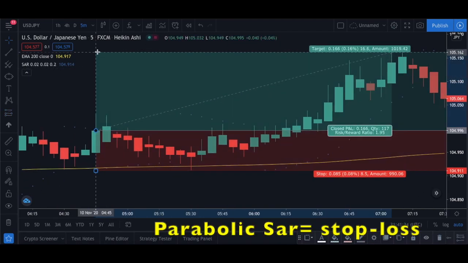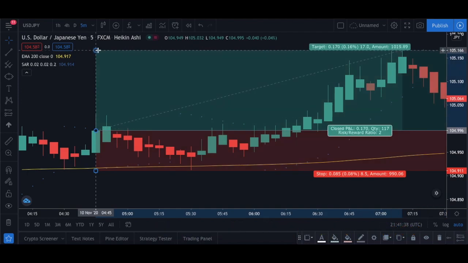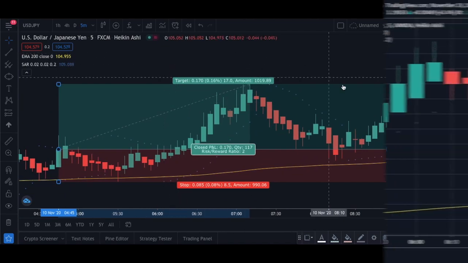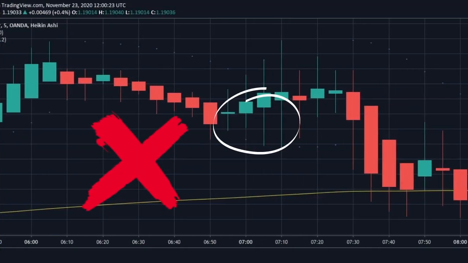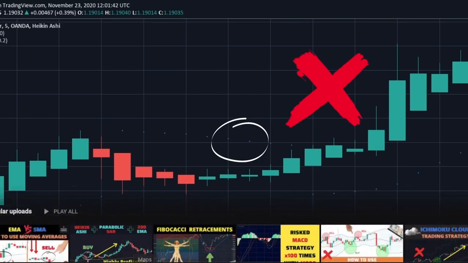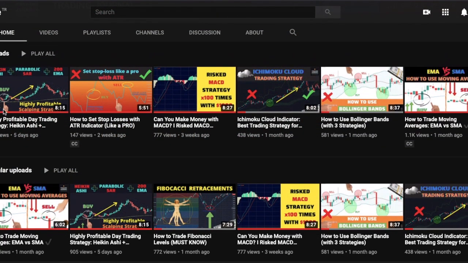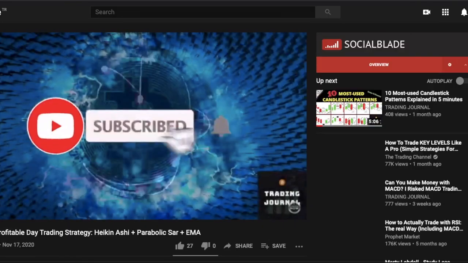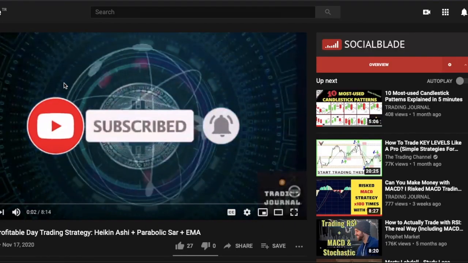We will use the Parabolic Sar as the stop-loss point, and we will open a trade with a risk-reward ratio of 2. As the rules say, we will not open a trade if the candles have a lower shadow, or if the Parabolic Sar is above the price. Because without the Parabolic Sar, we cannot put a decent stop-loss to our trade. Before diving into the test, I will show you a short setup too. If you want more detail and examples about the strategy, you can go to my profile and open a video called Highly Profitable Day Trading Strategy.